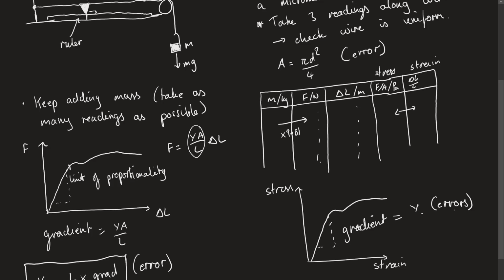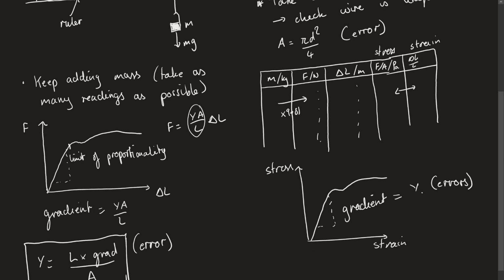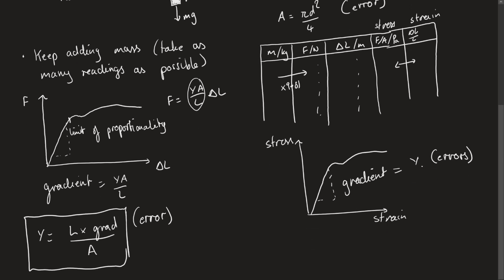Okay, so from these methods, the setup of it is the same, but your analysis of it is slightly different. But in both cases, you're going to end up with a graph that looks very similar, to be fair. And then you have to take the gradient before the limit of proportionality, and then you will do your analysis on the gradient, including your errors, and get the same value for Young modulus.